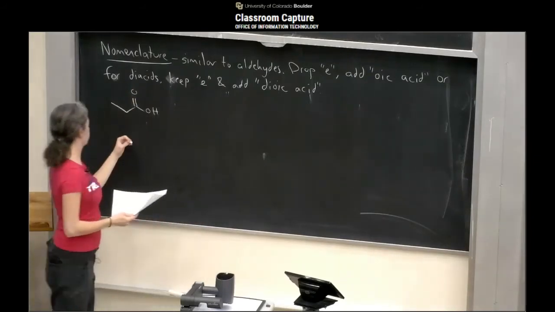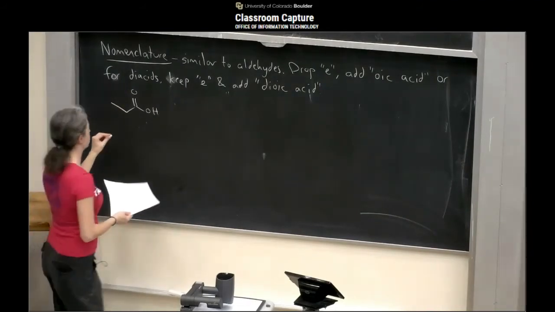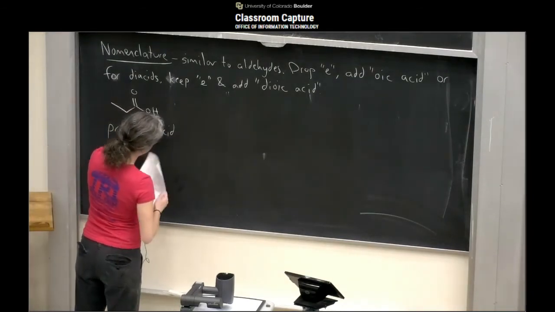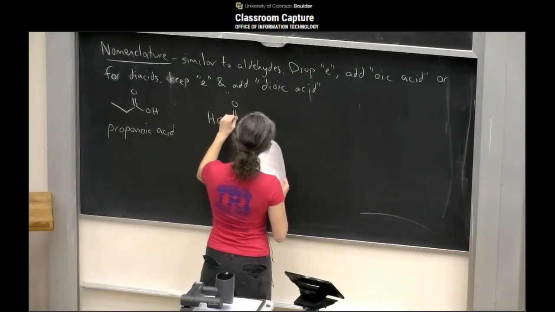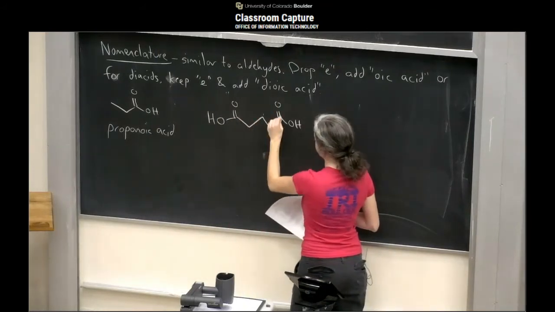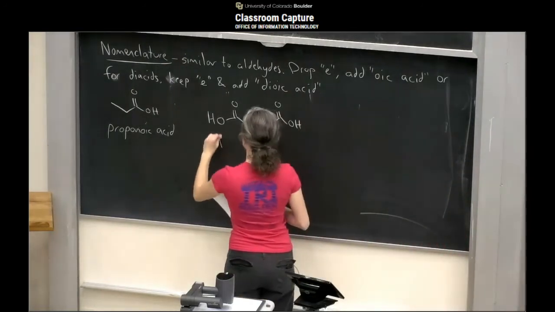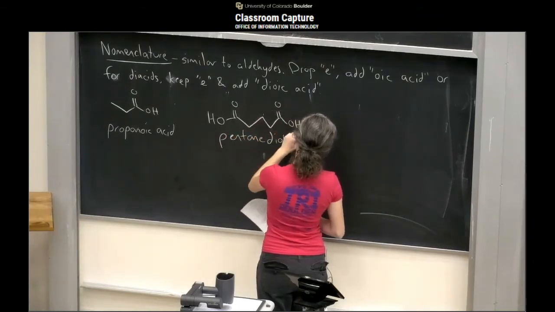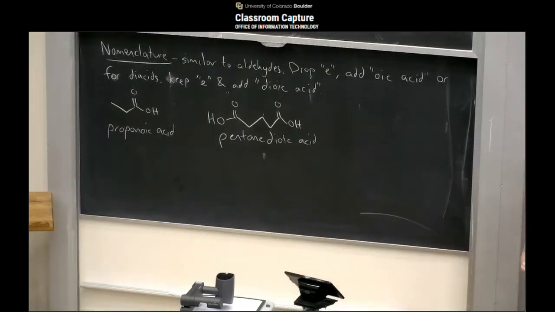This one would be 1, 2, 3 carbons, so it's propane derived, so it's propanoic acid. This one has 1, 2, 3, 4, 5 carbons. It's pentane derived, so it's a diacid, so it's pentanedioic acid. Okay, questions about those two?